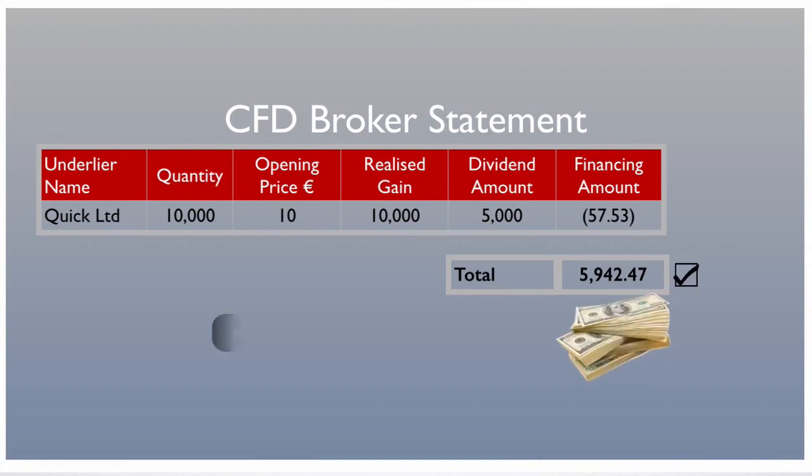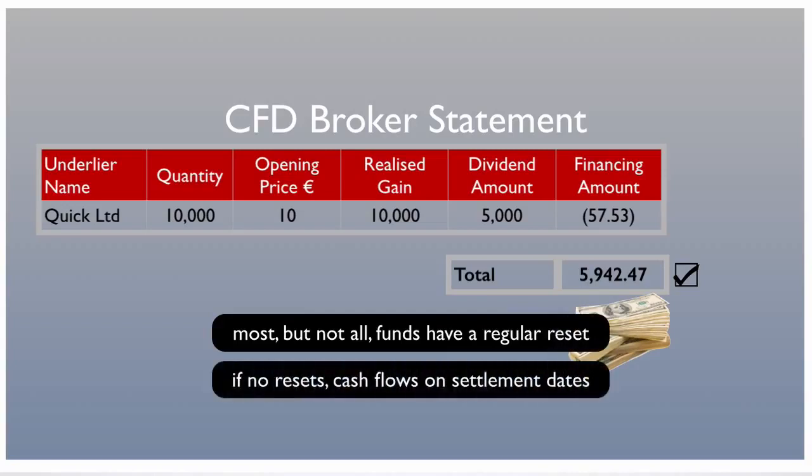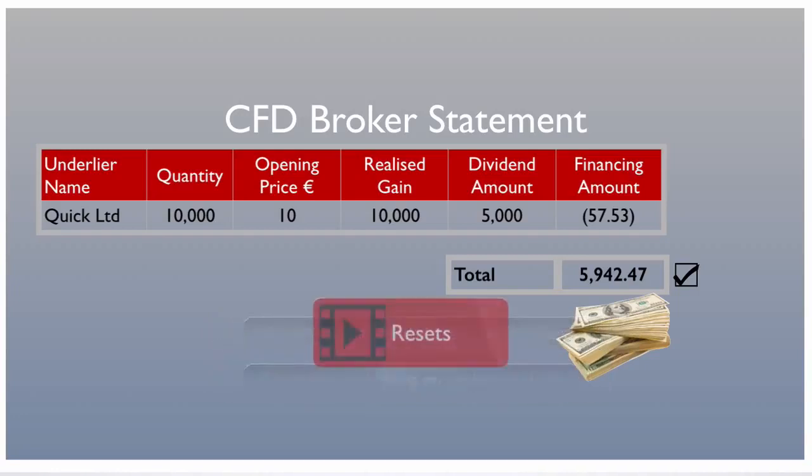Most, but not all, CFD trading involves regular resets. If there are no resets, gains, losses, income and expenses are realised on settlement and pay dates. Throughout this module, we'll discuss the most common situation, that is, where regular resets occur. But do bear in mind that for some CFD accounts, no resets are done at all. There is a whole quick train focusing on resets later in this module.